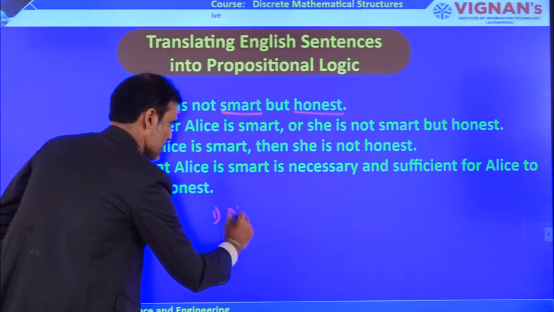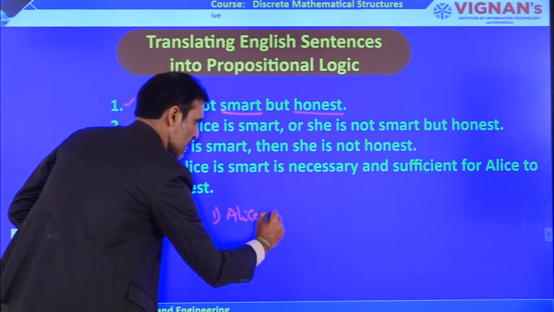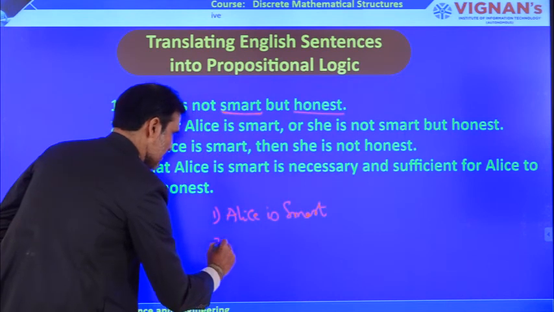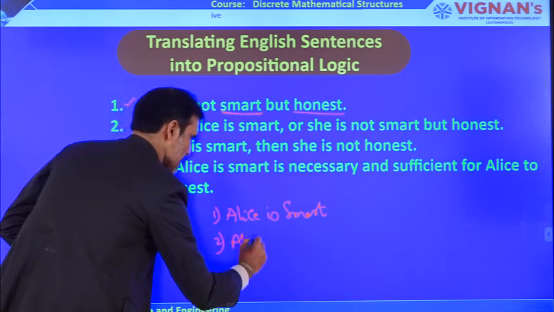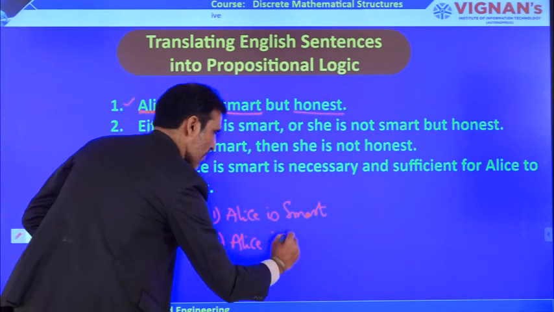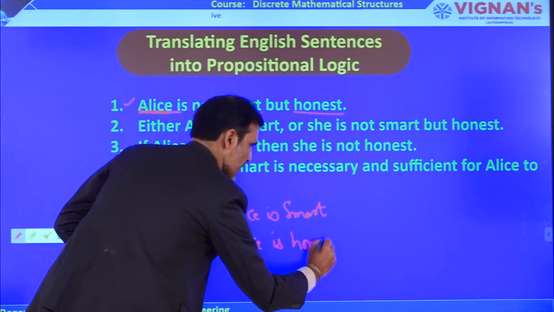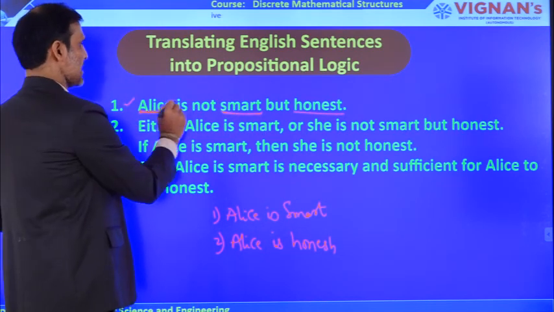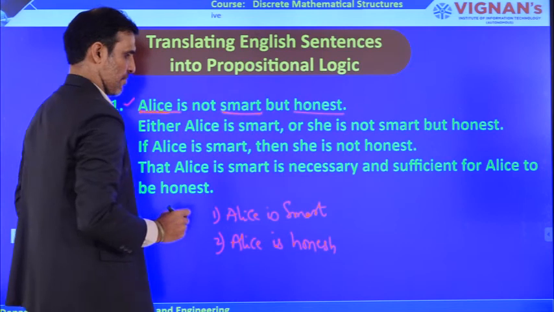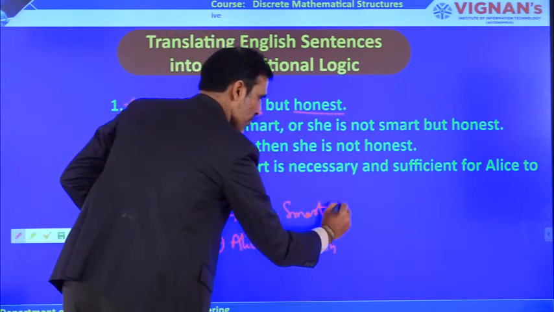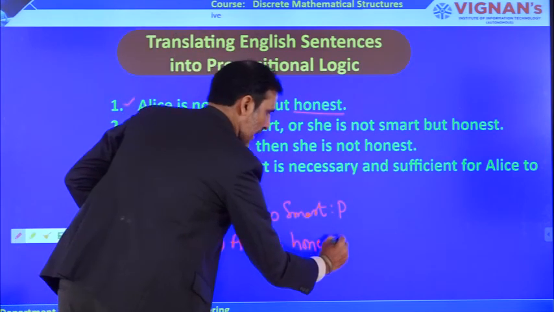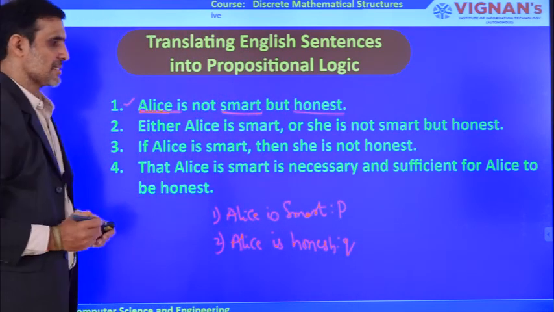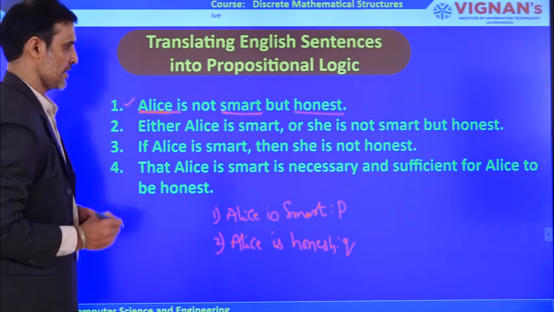So I can write the first sentence like this: Alice is smart. And the second sentence is Alice is honest. Irrespective of the negation, I have taken two sentences by observing this: Alice is smart and Alice is honest. Now I am going to assign a propositional variable P for this and another propositional variable Q for this. So like this I am assigning two propositional variables for the two sentences.